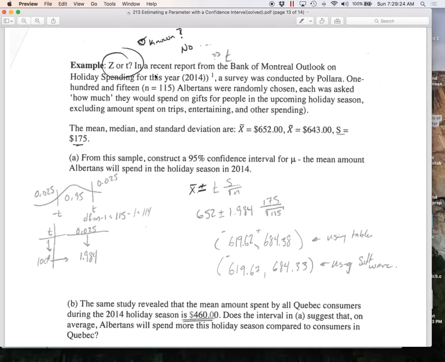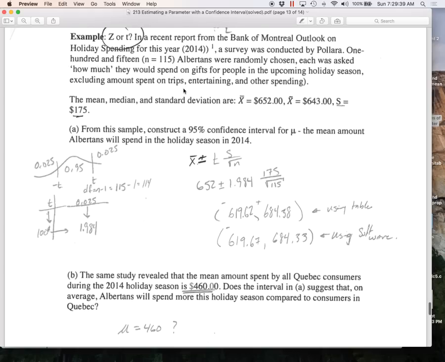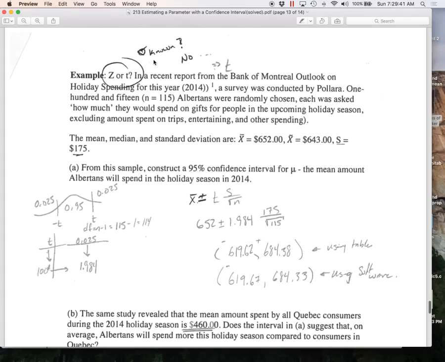Finally, let's do another example. Do I use a Z or do I use a T? Here the sample size is 115. I go along and read what's going on. They give me some summarized data. Notice here I only have S. Nobody has said anything about the population standard deviation anywhere. Sigma is not known. Therefore, I really need to use a T, not a Z.